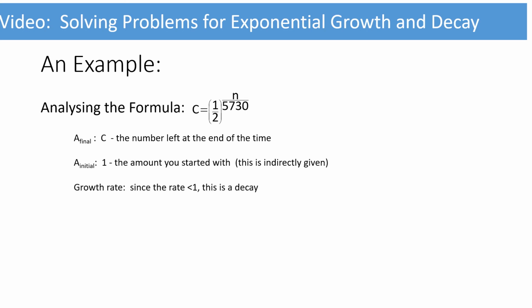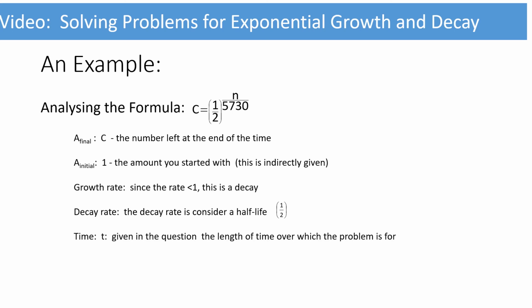The growth rate is less than 1, greater than 0, so this is decay. So the decay rate is 1/2. T is time, given in the question, the length of time over which the problem is for, and it's represented by n, and the period is 5,730, the length of one half-life.